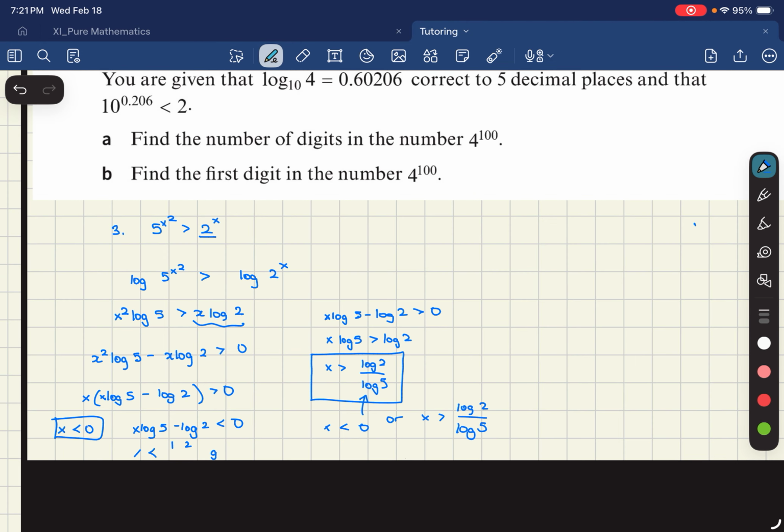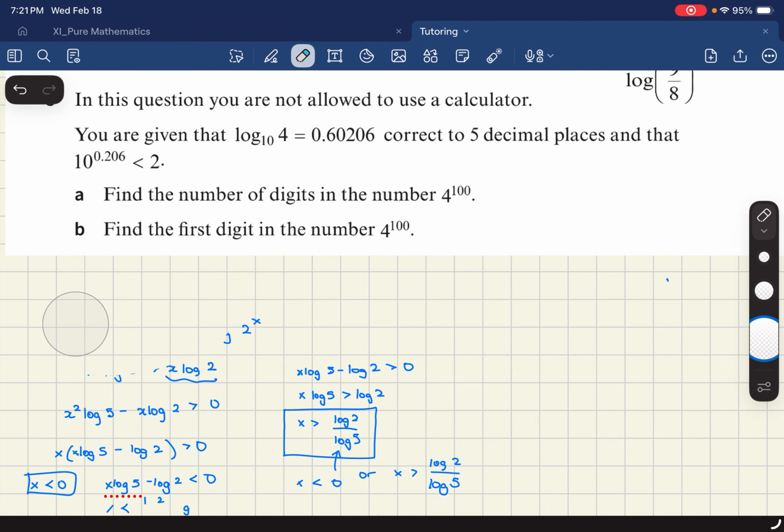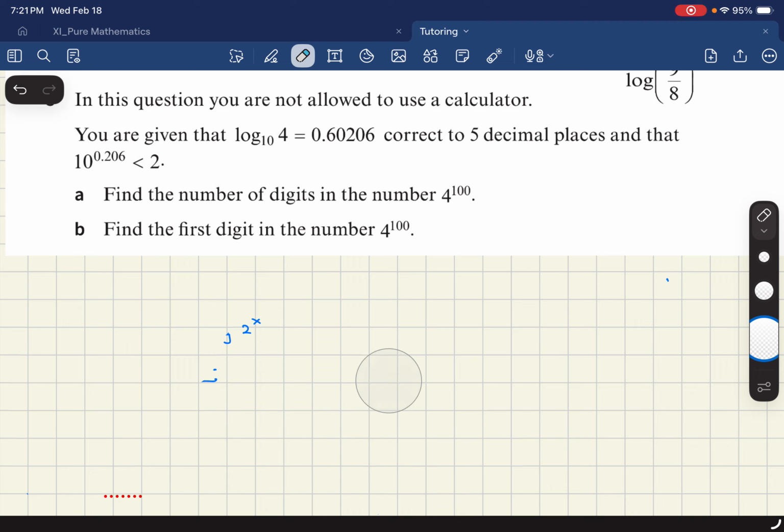And hopefully that explanation made sense. So you have two answers. It's either x is less than 0 or x is greater than log 2 over log 5.